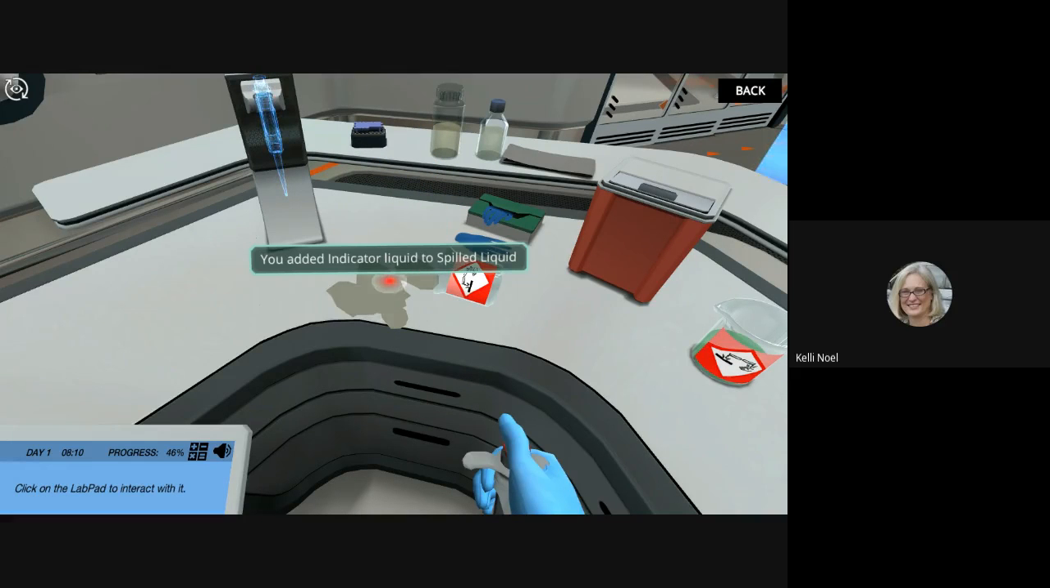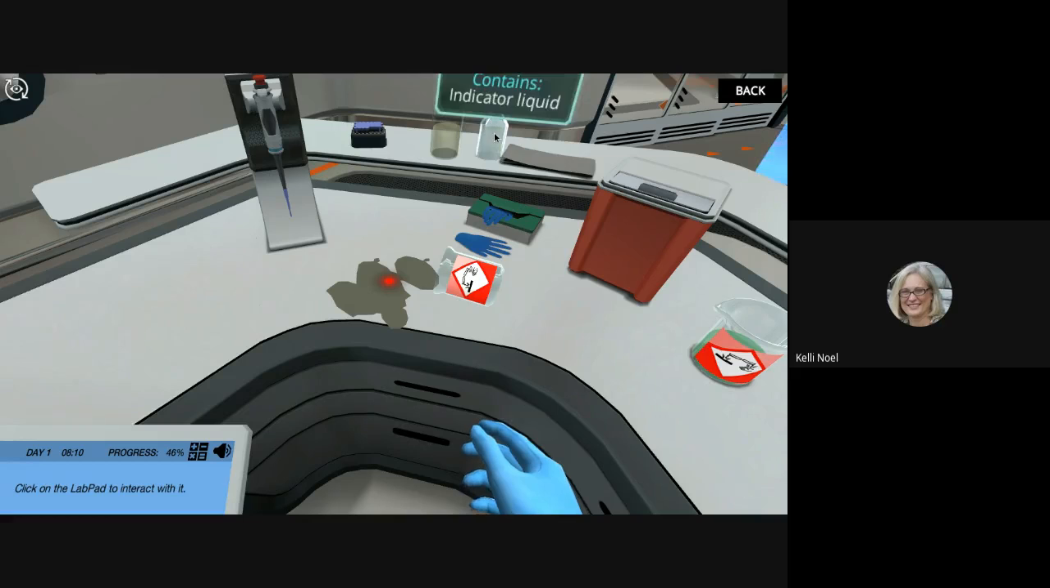Fantastic. When you added the indicator liquid to the spill, the drop turned red. This means the spilled chemical must be a strong acid. We need to neutralize it before cleaning it up. Strong acids react with your skin and can cause burns. That's why it's very important to protect your hands with gloves.